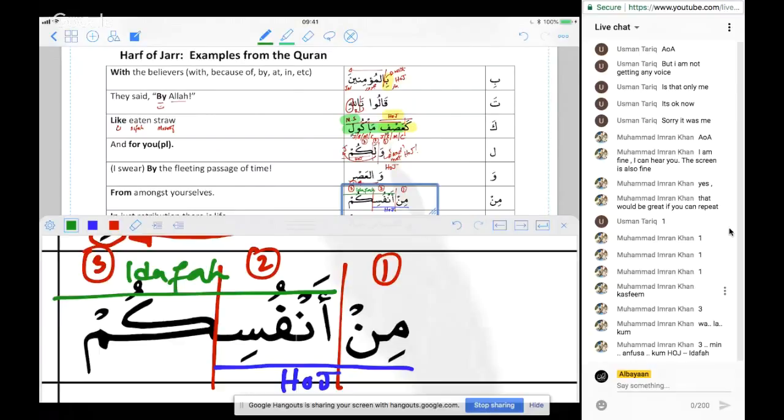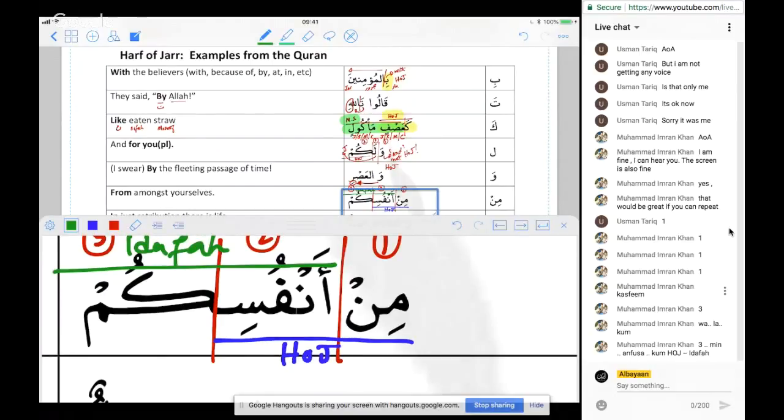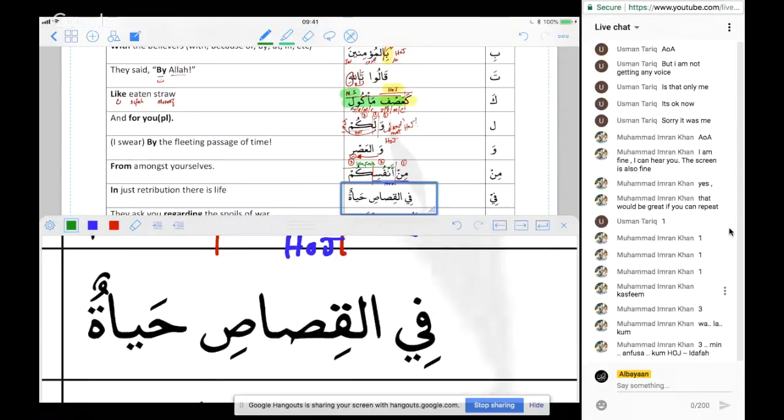Very good. So let's move on. How about this one? So we have fi, which is a harf of jar, and then we have al-qisasi, which is in jar state. So this is a harf of jar fragment because of the fi. All right. This was simple.